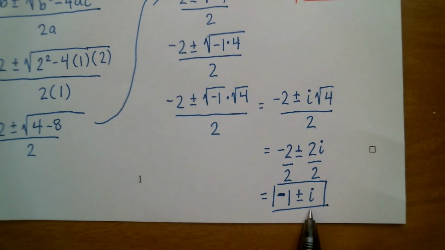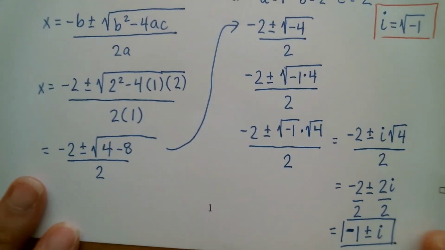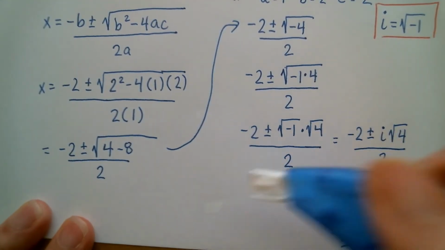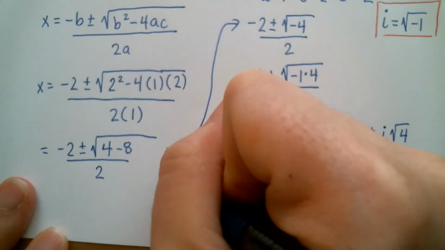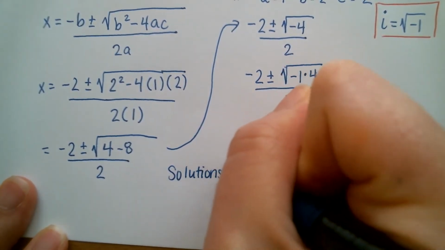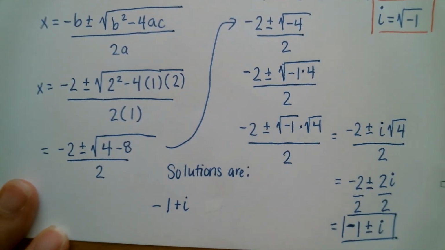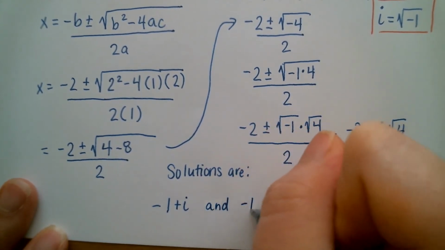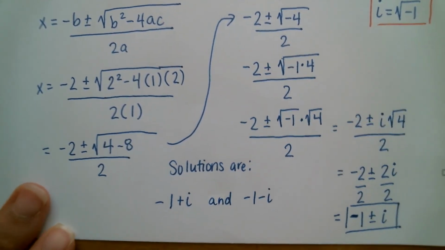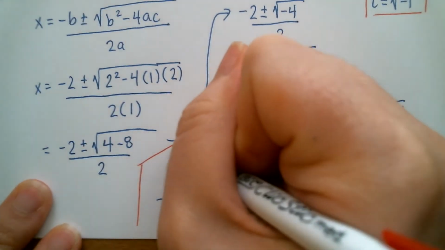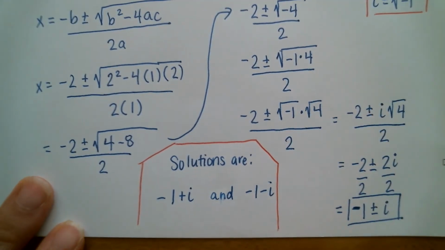All right, what I need you to realize here is you got two zeros. You got the plus version in the middle and the minus version in the middle. Let me write them out. Get rid of this page number because it's in our way. So the solutions are -1 plus i and -1 minus i. These were the two imaginary solutions to this quadratic equation that we have.